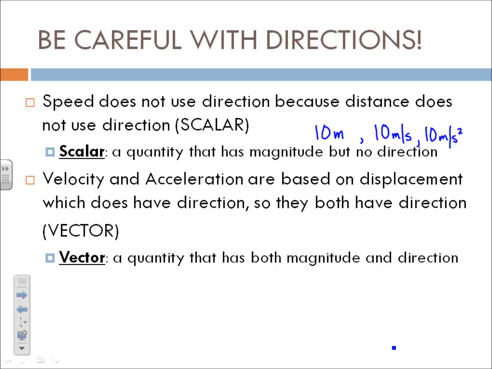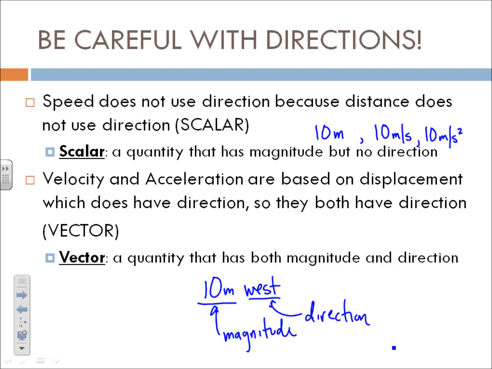But velocity and acceleration both use displacement as a part of them. And so they do have direction. And we would see an extra piece of information. So vectors are things that have both a magnitude, that's my 10 meters, but then also a direction, like 10 meters west. So here's my magnitude, and here is my direction.